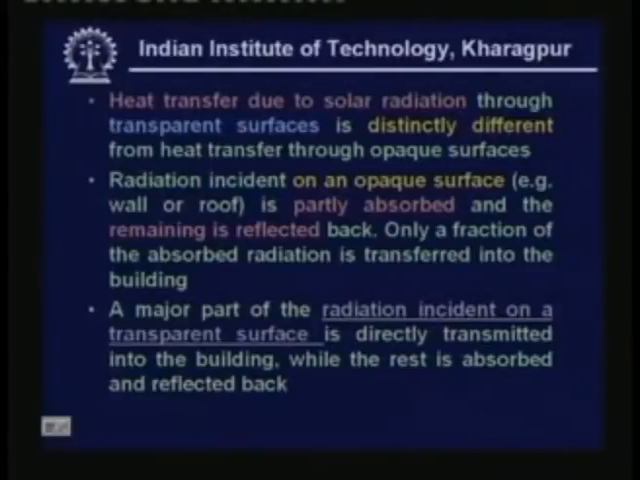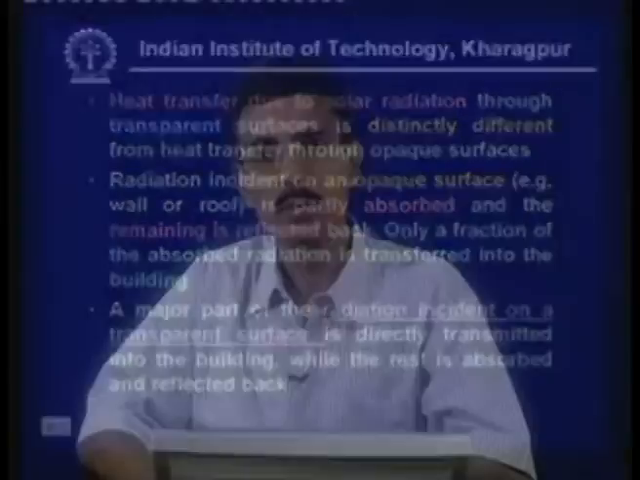Now let us look at a transparent surface. For a transparent surface, a major part of the radiation incident on it is directly transmitted into the building, while the rest is absorbed and reflected back. We know this from our basic physics that all transparent surfaces have high transmittivity. So whenever radiation is incident on the surface, most of it is transmitted through the glass, and only a small part of it is absorbed and a small part of it is reflected back. So this is a major difference between the transparent surface and opaque surface, and this has a huge effect on the heating and cooling loads.